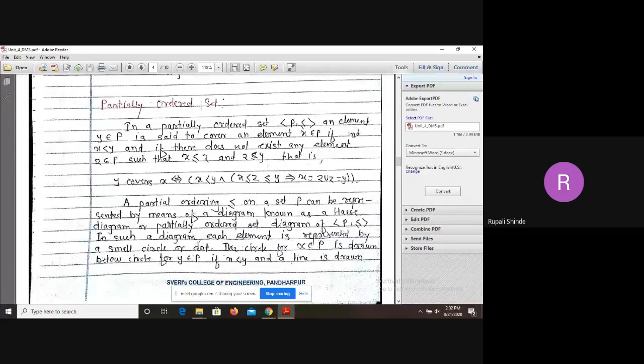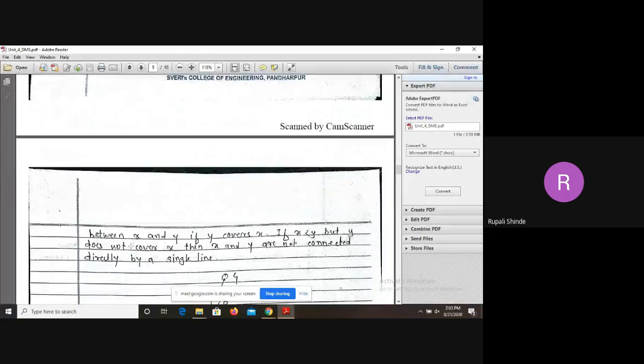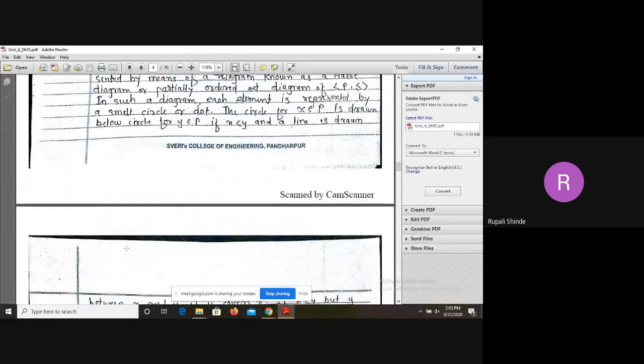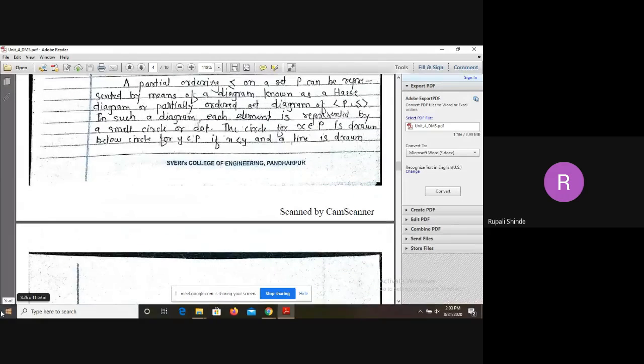In such a diagram, each element is represented by a small circle or dot. So all the elements of that diagram should be represented by a small circle or dot. This is the first rule. Second, the circle for x belongs to P is drawn below the circle for y belongs to P if x is less than y, and a line is drawn from x to y if y covers x. So this is a very important rule to draw a Hasse diagram.